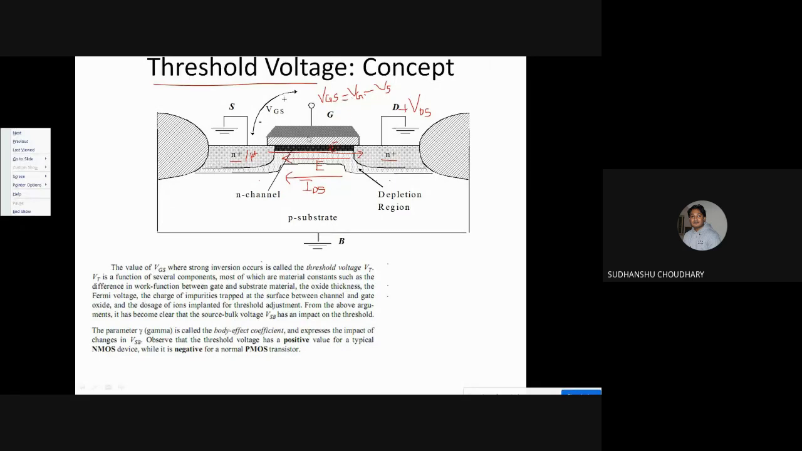So threshold voltage is actually the value of this VGS that you have to apply, which results in a strong inversion, that is, which creates a strongly inverted channel. So that is called threshold voltage.